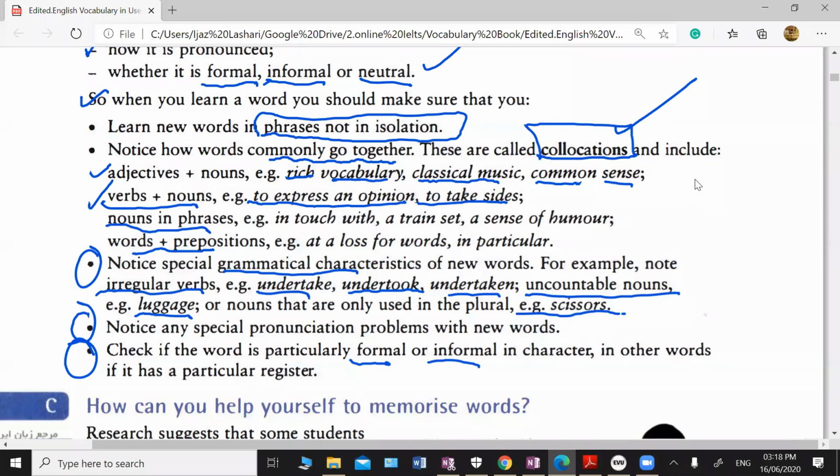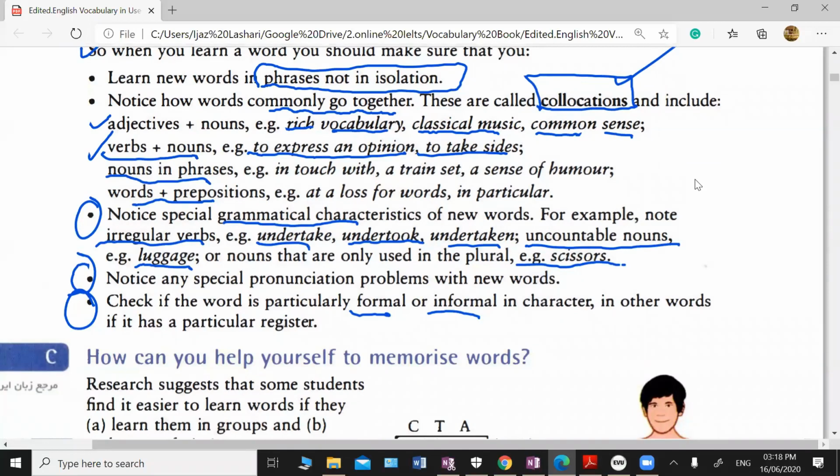Then next they explain the verb plus noun, when a verb combines with a noun. They give us the example to take a side, like to take is a verb and side is a noun. They did the same with the noun in a phrase, like in a Dutch way, a train set and all that. Then the same word plus preposition.